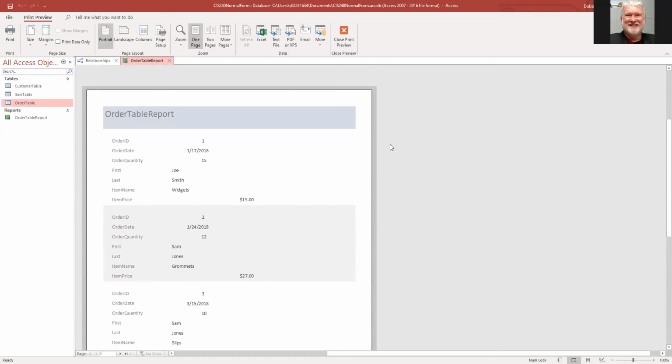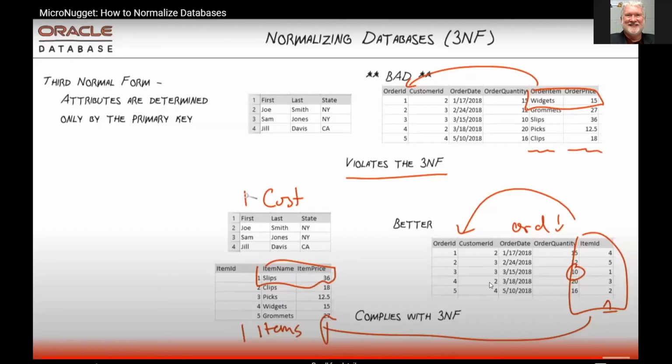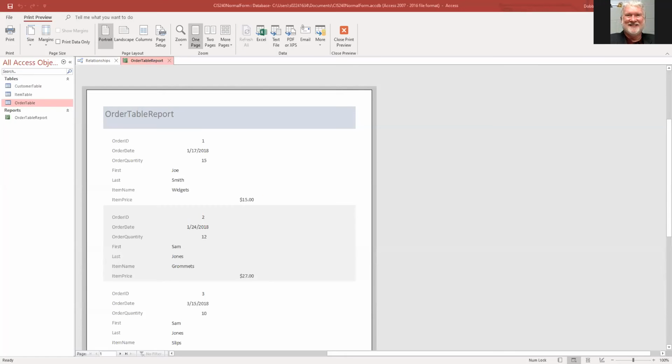So that's going, if I can get my cursor over here, that's going from a picture of the third normal form into a report based off that third normal form. Okay, now there's a couple of observations to make on this.